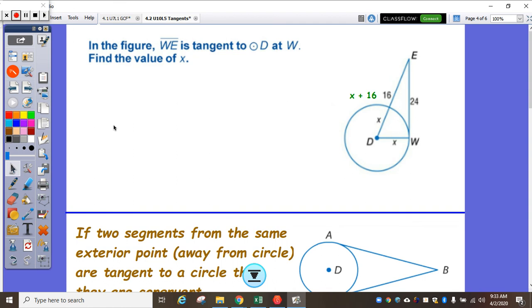So therefore, in order to find the value of x, x plus 16 squared is going to equal x squared plus 24 squared. Now, I'm not going to go through this work because I'm not going to give you problems like this that have quadratics. I just wanted you to see that when you have this segment and this segment added together, that's going to give you the whole thing, x plus 16.